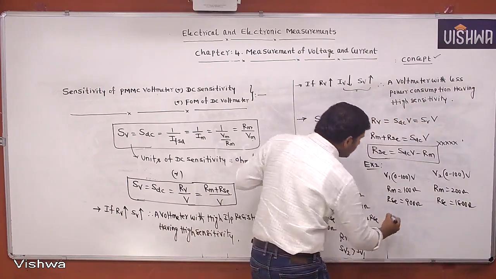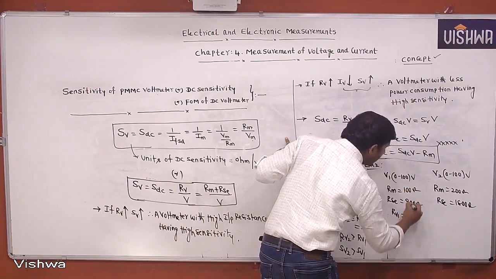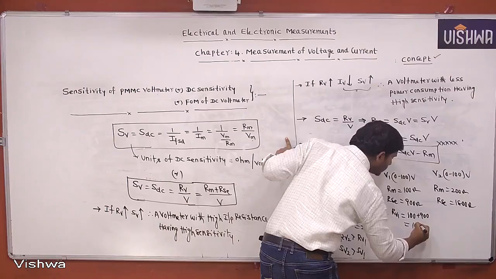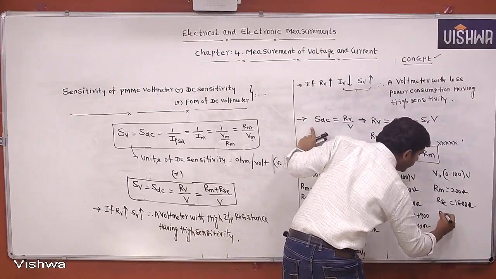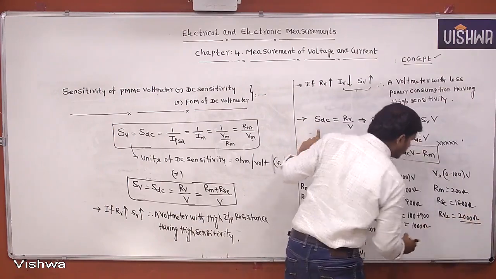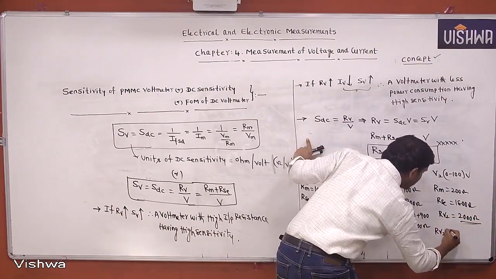Then what is the input resistance of voltmeter 1? 100 plus 900, how much can we get? 1000 ohms. What is the input resistance of voltmeter 2? 200 plus 1800, then we get 2000 ohms. Then RV2 is greater than RV1.